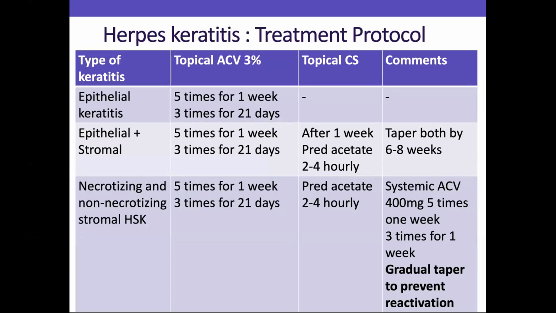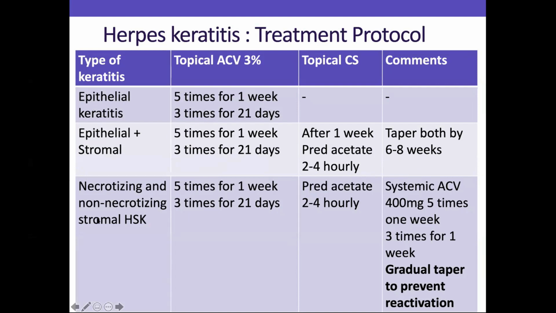And the mainstay, I think this is the single most important slide for the treatment protocol. So if it is epithelial herpes keratitis, you start acyclovir 5 times for 1 week and then taper to 3 times for 21 days. If it is epithelial and stromal, treat the epithelial first. So you will start only topical acyclovir. And after 1 week, you would start with the prednisolone acetate to treat the stromal and then taper both over 6 to 8 weeks.